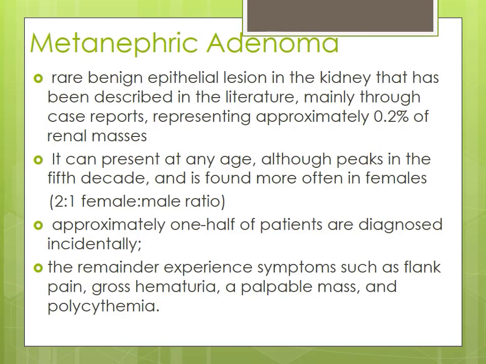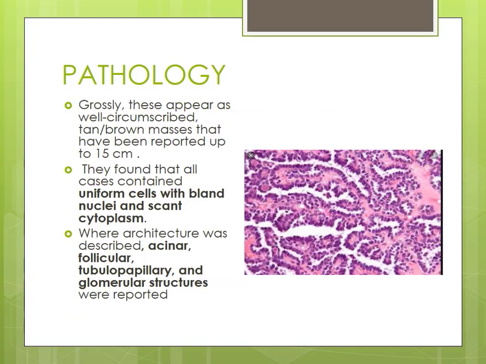Now, the metanephric adenoma. Metanephric adenoma is a rare benign epithelial lesion in the kidney that has been described in the literature as case reports. This is a very rare tumor, representing only 0.2% of renal masses. They can present at any age, although peaking in the fifth decade, and are found more often in females. Approximately half of the patients are diagnosed incidentally. The remainder experience symptoms such as flank pain, gross hematuria, a palpable mass, or polycythemia.